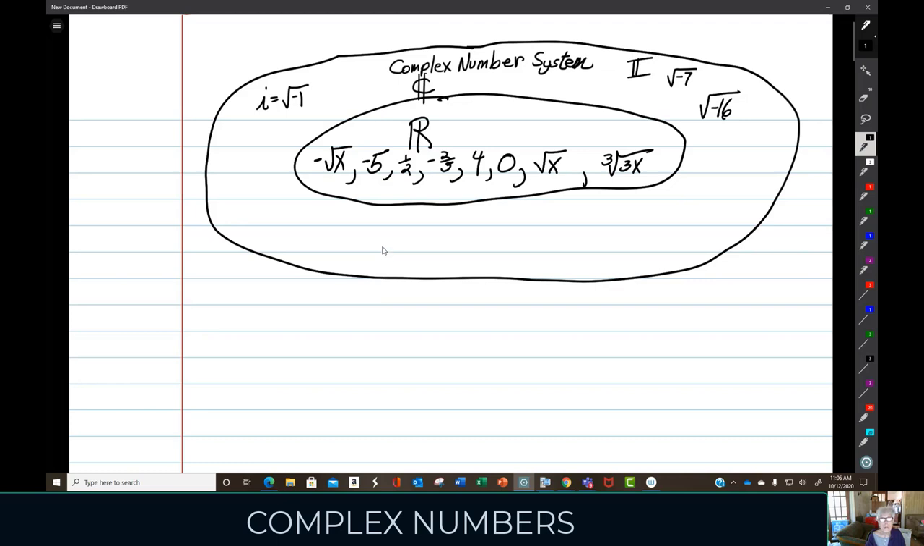So a typical complex number looks like this. It's got two parts. This is called the real part, and it comes from the real number system, whereas this part is called the imaginary part.